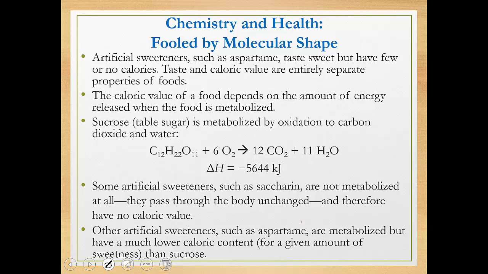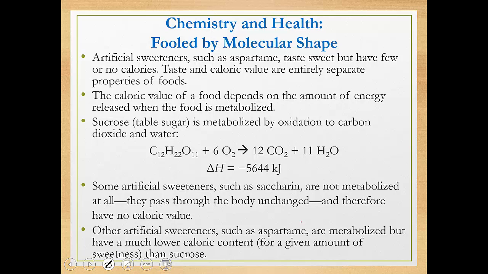Okay, so one example of how molecular shape makes a difference, it has nothing to do with the actual chemical components, but just the shape of it, is listed in one of the chemistry and health boxes in your book, and it talks about artificial sweeteners, and it's really interesting. If you look at an artificial sweetener, such as aspartame, we know that they taste sweet. Now a lot of people get a little bit of aftertaste with it, but they're very sweet tasting, but they have few to no calories. So you can eat these and not gain weight from them. So taste and caloric value are two separate properties of foods. So we can use that to our advantage. We can find foods that our bodies don't recognize as calories, but still have this property of taste.